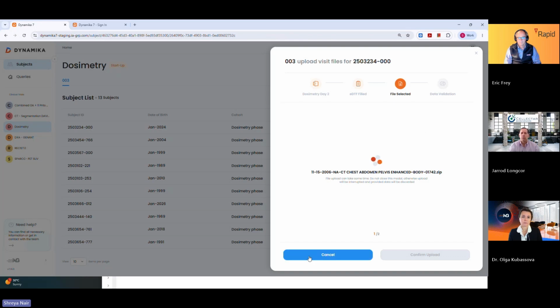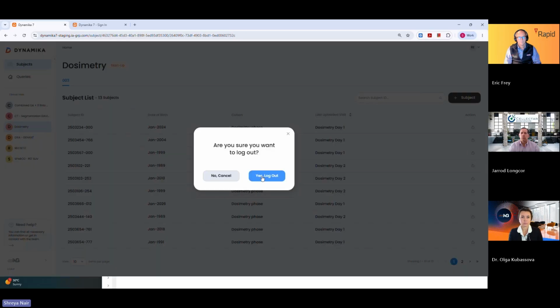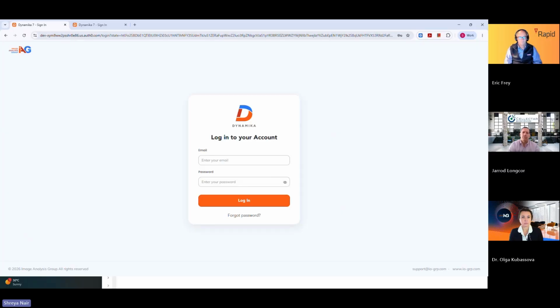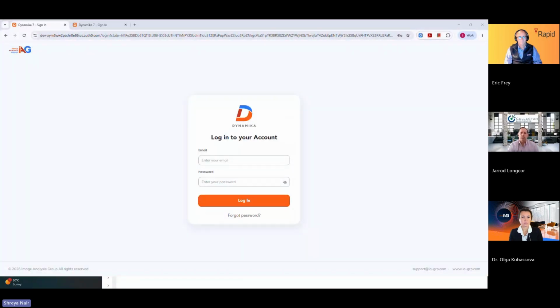All right. So I'll move on and show the next user in this workflow, the imaging specialist who comes in. This is our IAG imaging specialist who performs the basic quality control checks in Dynamica, pretty crucial to ensure that the sites have uploaded the correct images and data required. So let me quickly log in as an imaging specialist.